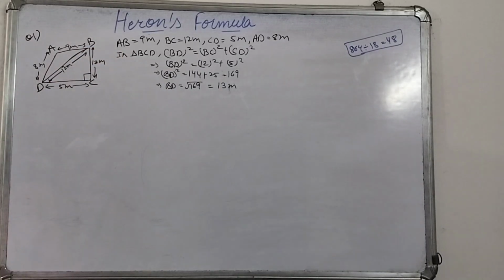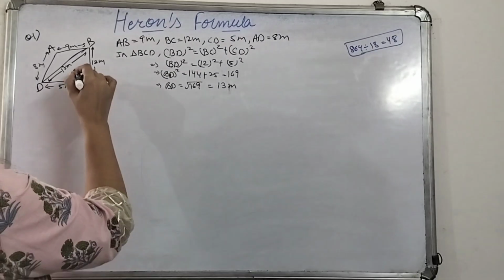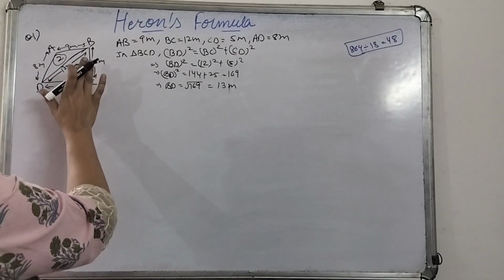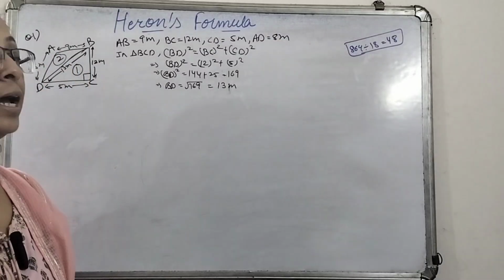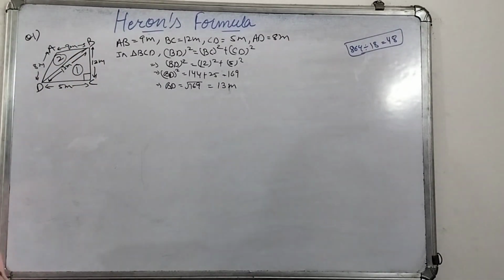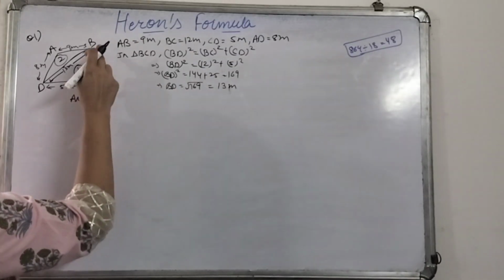Now, using Heron's formula, we can find the area of this whole quadrilateral. We can convert it into this one triangle and this second triangle. We will find the area of the first triangle and the second triangle, and we will add these two. We will get the area of the quadrilateral ABCD. So first of all, the area of triangle BCD.